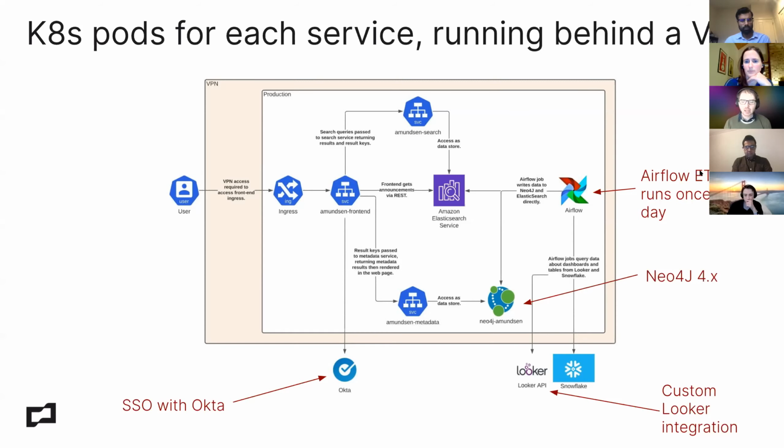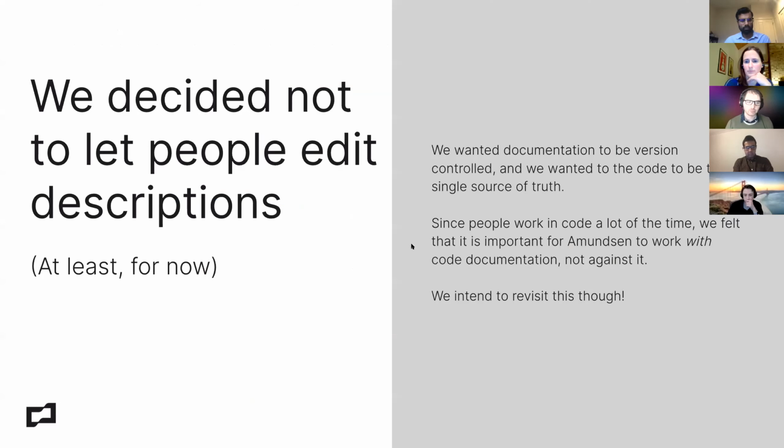An important thing about the way we implemented Amundsen, which is, I think, a little bit different to the way that it's done, for example, at Lyft, is that for now, we're not letting people edit descriptions. And the reason for this is that we really wanted, at least at the beginning, for documentation to be version controlled and for the source code to be the single source of truth. And we really wanted Amundsen to help us to increase the quality of our documentation in code instead of becoming a competitor to it or an alternative to it.